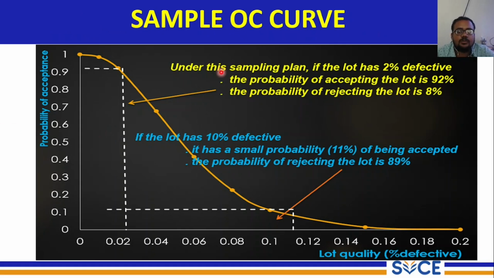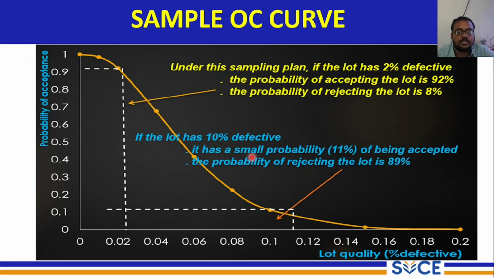A sample OC curve is displayed here. Under this sampling plan, if the lot has 2% defective, then you could see here the requirement is 2%. If the requirement is 2%, you could see that the probability of accepting the lot is 92%, right? So only 2% defective is acceptable. That is what the company has decided. So for a 2% defective, you could see for an ideal OC curve that the probability of acceptance will be 92%, and the probability of rejecting the lot is 8%, right? So that is what this 8% is called, your probability of rejecting the good lot.